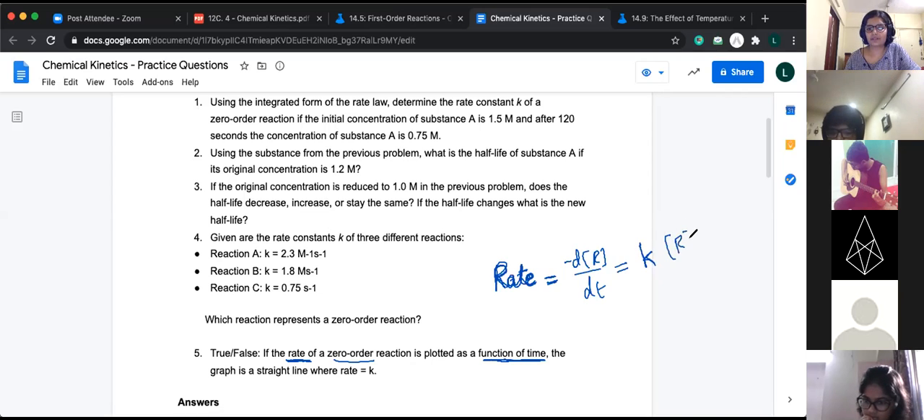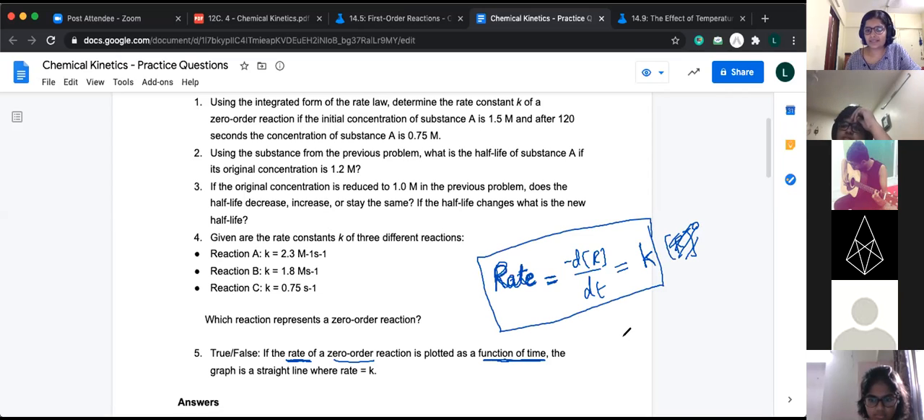Concentration का power is 0, so ये बन जाएगा 1. So K into 1 is just K. So this is the equation, right? So basically, rate is equal to K, the rate constant K. So obviously this is going to be correct. This part is true.